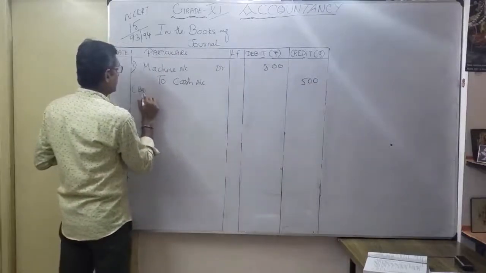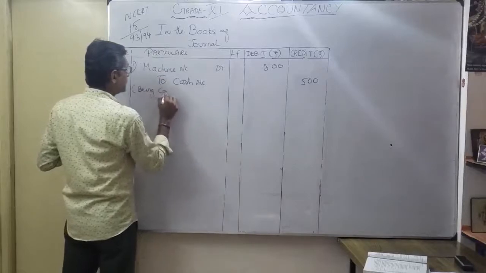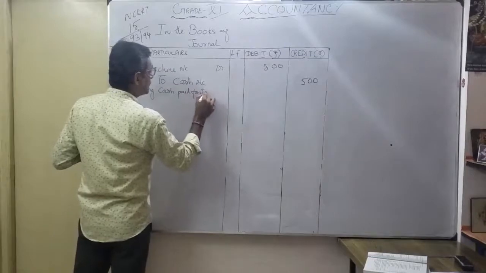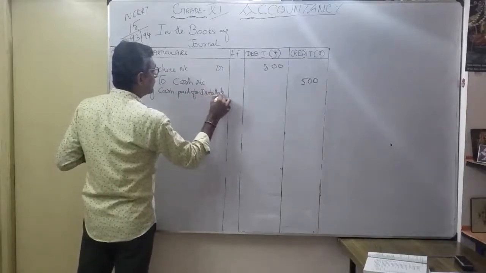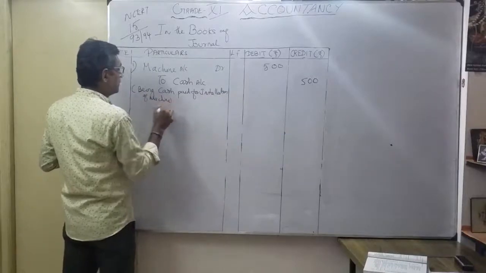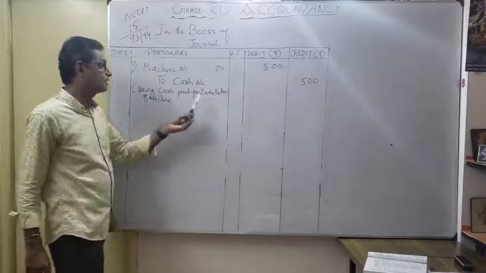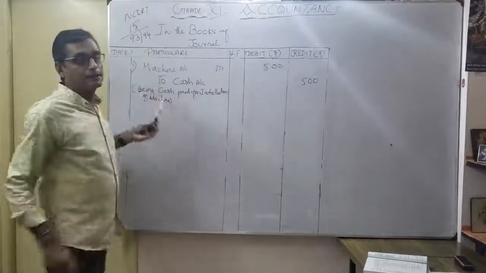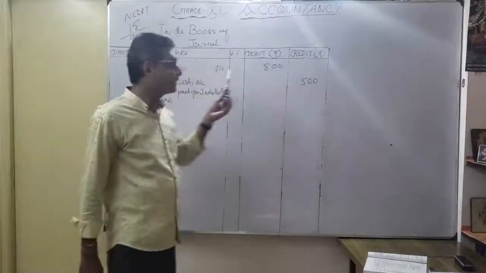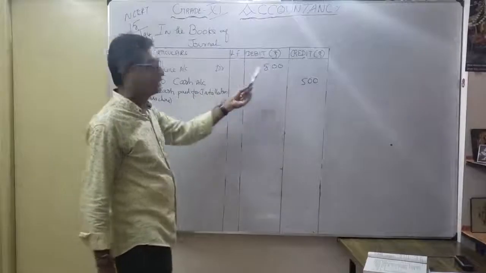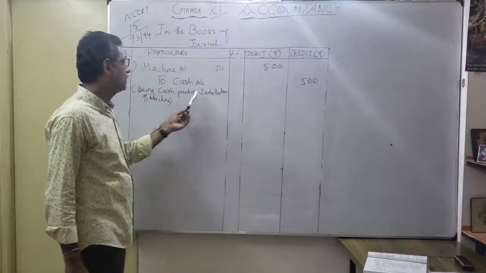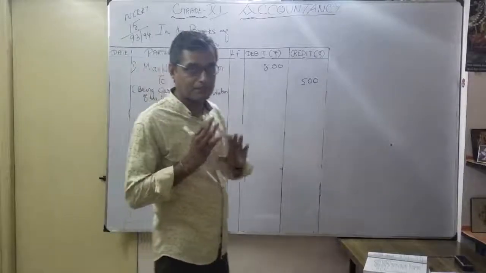Being cash paid for installation of machine. You have to write machine account only, not installation of machine. The narration only, I am explaining very clearly. For the installation of the machine, what is the value? 500. What's the entry here? Machine account debit, 500. To cash account, 500. Narration: being cash paid for installation of machine. So, first journal entry over.